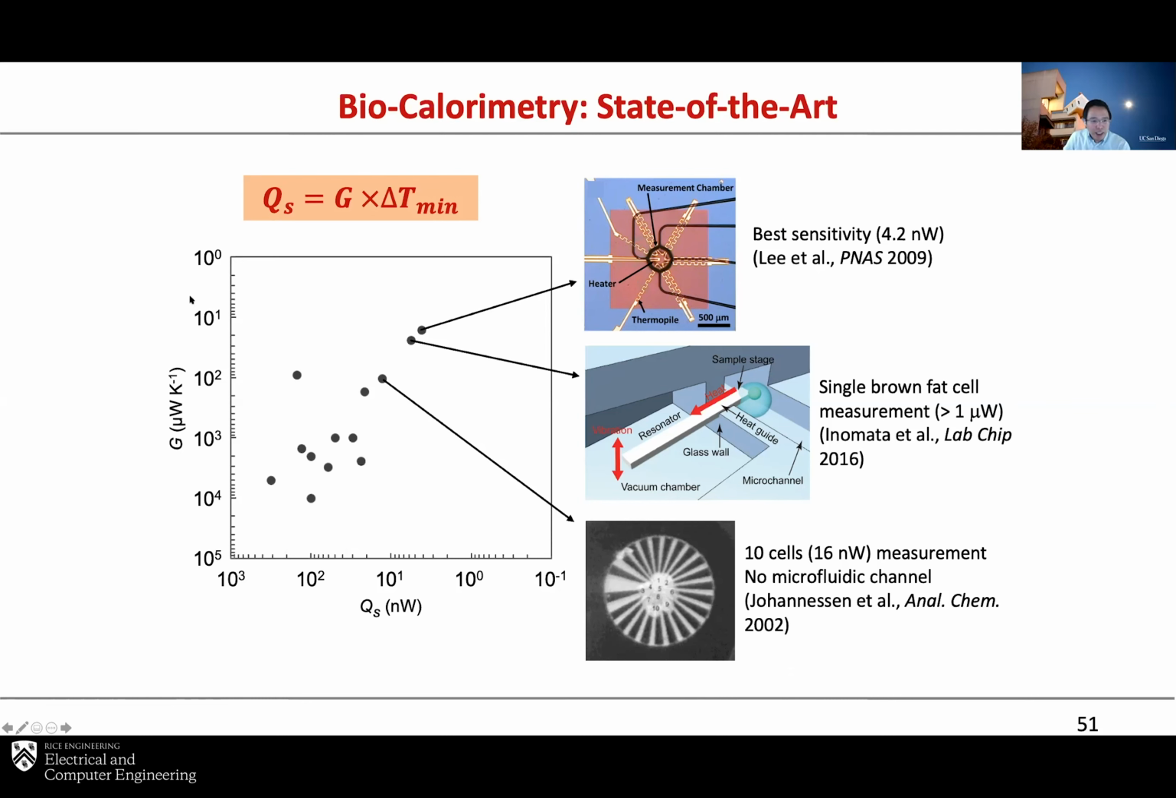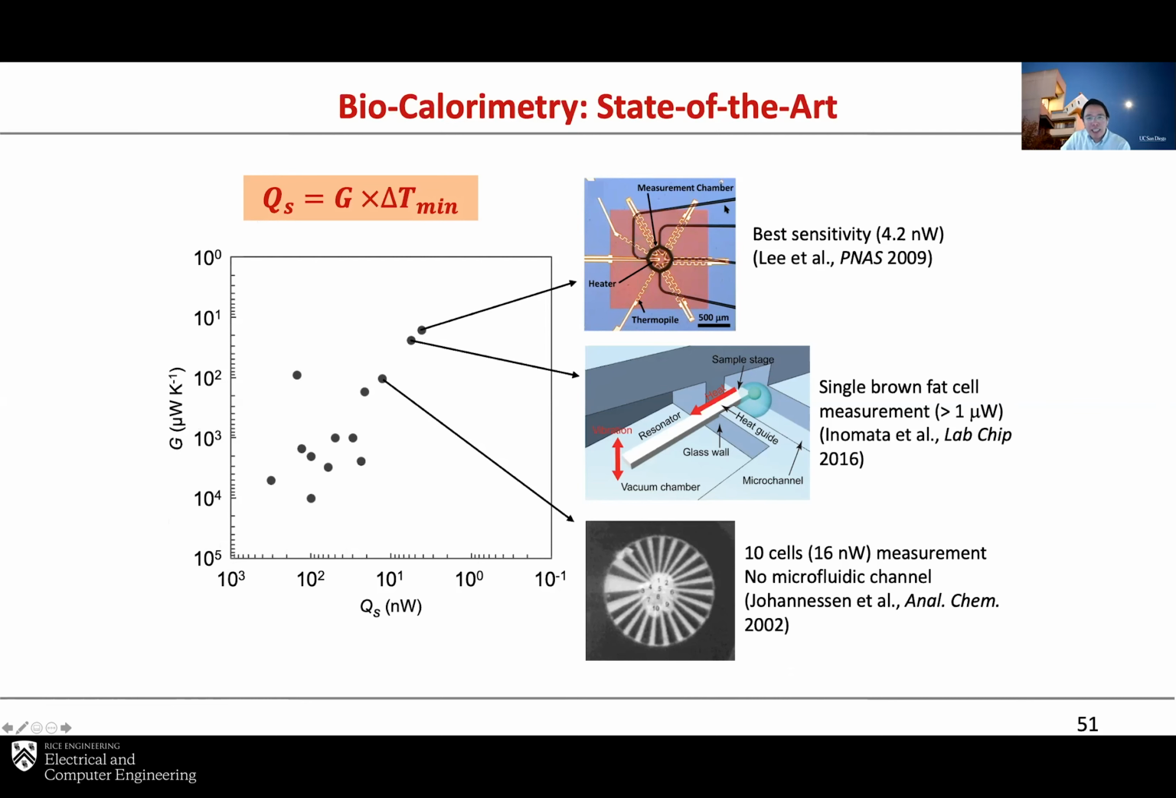This is a plot of thermal conductance. This kind of weird scale we did intentionally, so a large number goes up, a smaller number down. And this is the heat flux you can measure for this calorimetry, or resolution limit. This is 1,000 nanowatts, or 1 microwatt, and this is 1 nanowatt. So again, large number, small number to the right.